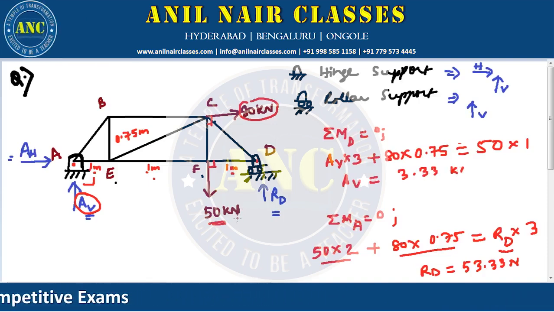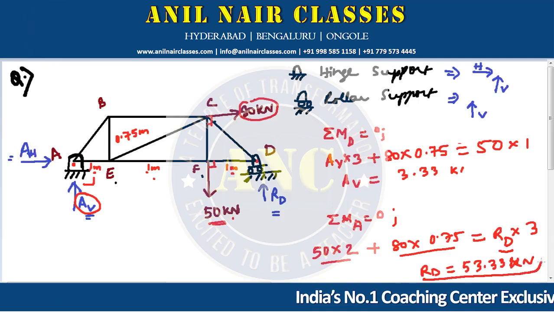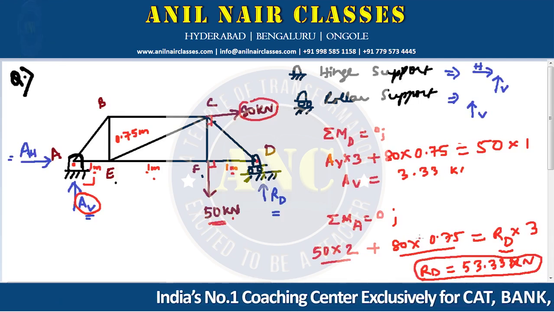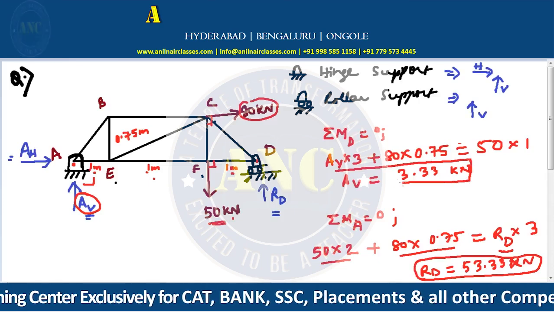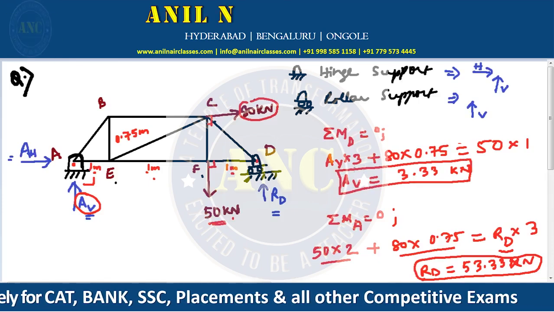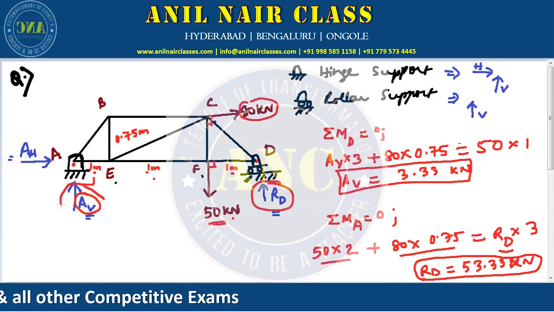Right? Here it is in kilonewton, so we also will keep everything in kilonewton. So RD we got 53.33 kilonewton, AV we got 3.33 kilonewton, right? So RD is known now, AV is known now.